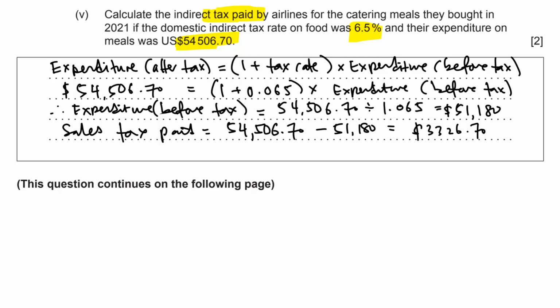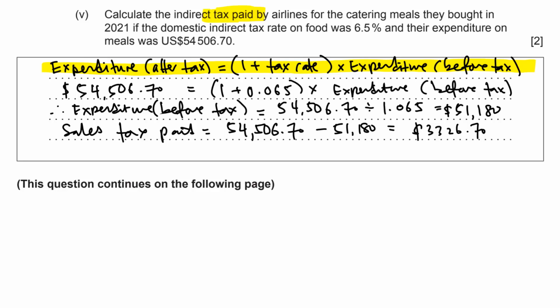Right, so the way we do this is we start by saying the formula for expenditure after tax is equal to 1 plus the tax rate multiplied by the expenditure before tax. Now think about this, right? If I charge you a tax on something, then you have to pay the original price plus whatever tax is levied on it, right?